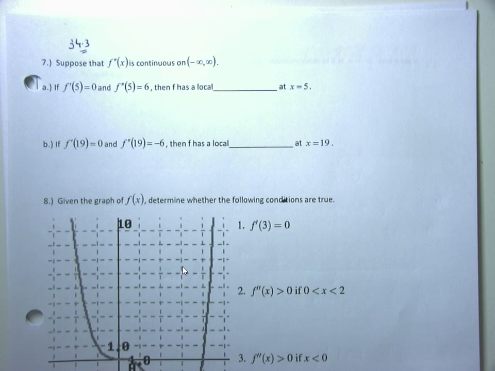Number 7 here, first part. Suppose that f double prime of x is continuous on the interval from negative infinity to infinity. If f prime of 5 equals 0 and f double prime of 5 is equal to 6, then f has a local what at x equals 5? Well, it's going to be either a maximum or minimum, a 50-50 shot if you're guessing, but you shouldn't guess. There's only one way to get this problem right.